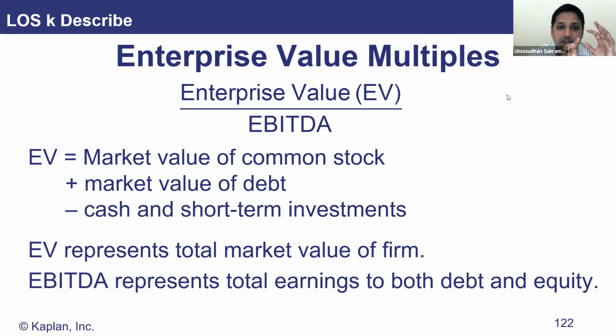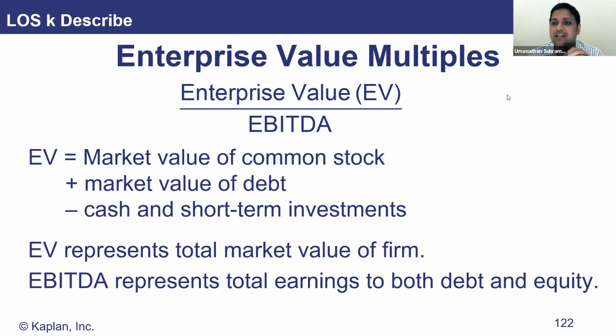But remember, the numerator is not going to be the share price. Instead, it is going to be the total value of the company. What do you mean by total value of the company? Total value of the company is nothing but its market value of equity and the market value of debt. For example, we take the market value of the common stock, which is the market capitalization of a company, right? How do you calculate it? The share price times the number of shares.